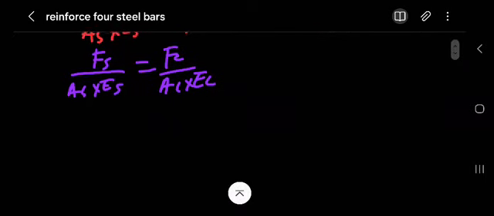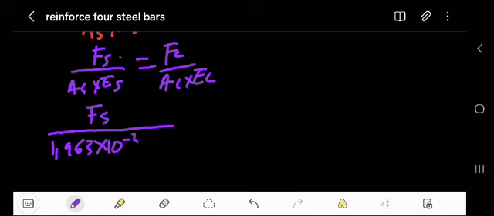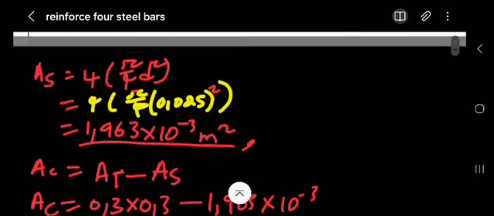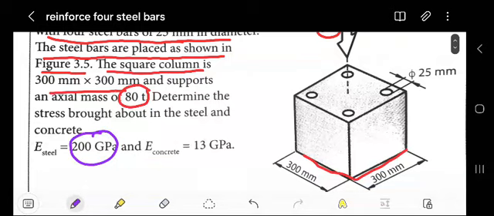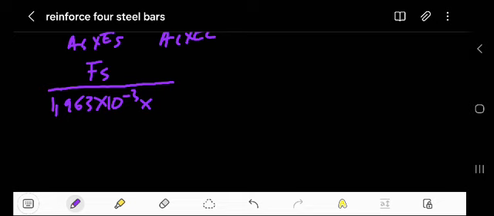So since we left with this, this is what we have. I don't know the force of the steel, but the area I do know. We have just calculated them, isn't it? Which is we got 1,963 times 10 to the minus 3. Multiply this by the Young modulus of the steel. It is 200, not 20. 200 times 10 to the minus 9.